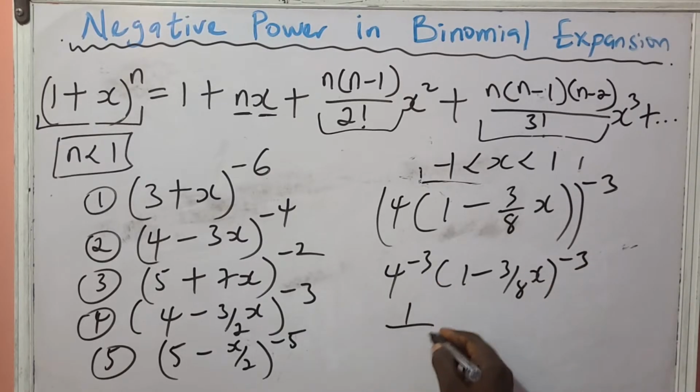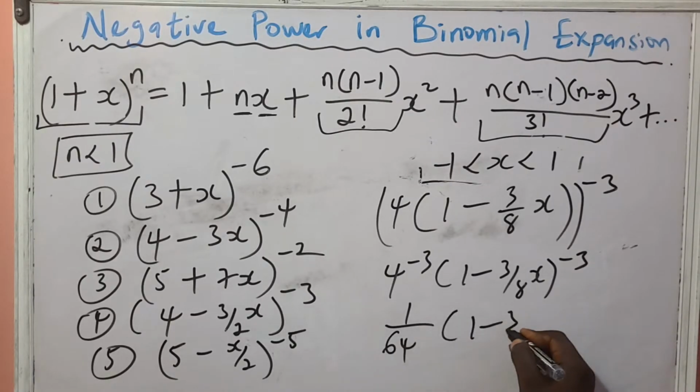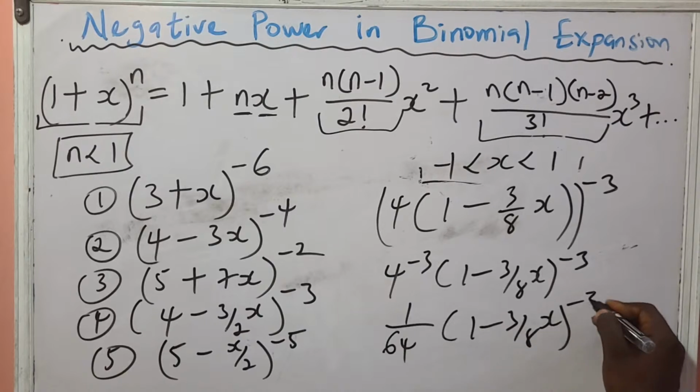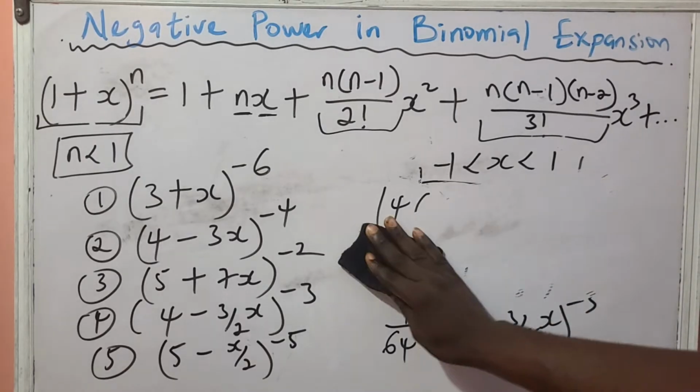So this will be 1 over 4 times 4 times 4, which will be what? 16 times 4, that will be 64. So that will be 1 over 64, then multiplied by 1 minus 3 over 8x raised to the power minus 3. Can you see how easy and straightforward it gets when you know and you follow the right method? So let's see the last but not the least question there.